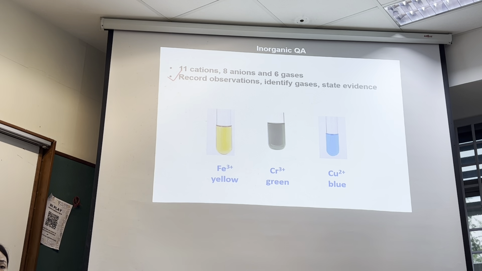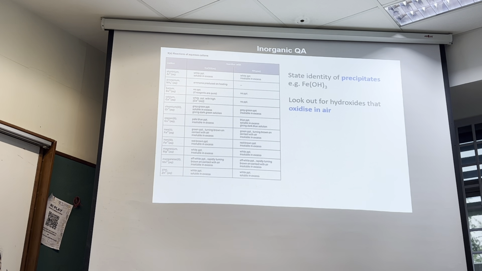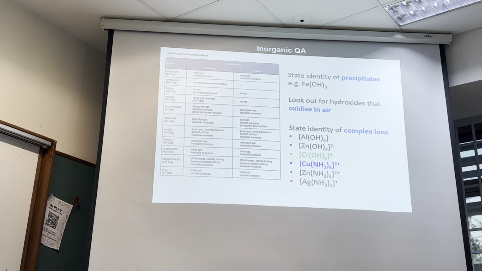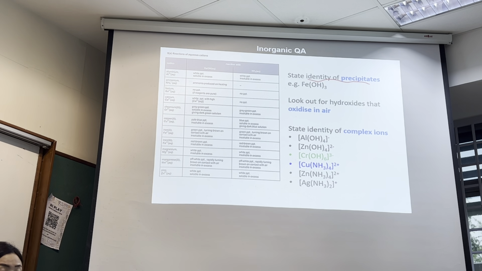Alright, I'm going to continue. Most importantly is the Fe3+. Many of you think it's brown, but it's not, it's yellow. Let's continue. Now, these are some reminders for you. When I am writing my evidence, please make sure you state the precipitate identity.